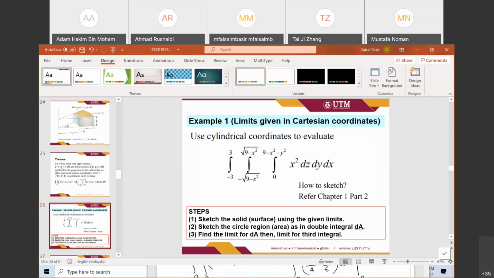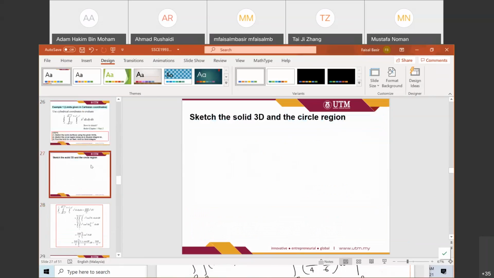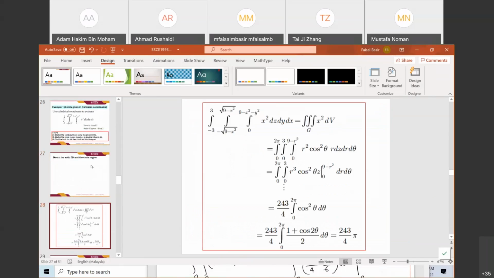Why do we use this cylindrical coordinate? Because one of the surfaces we have is a circle, more to cylinder. Cylinder is just a circle if you extrude it in 3D. Okay. So the others are just calculation. Do the inside one first, then the outside, and the outermost.